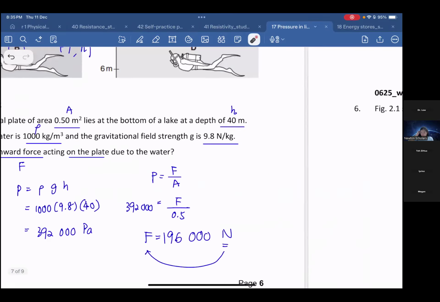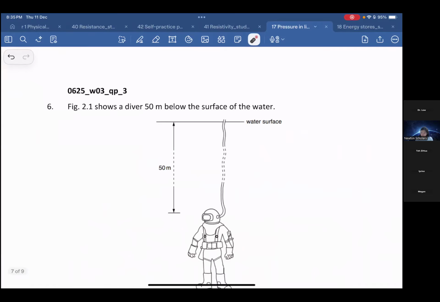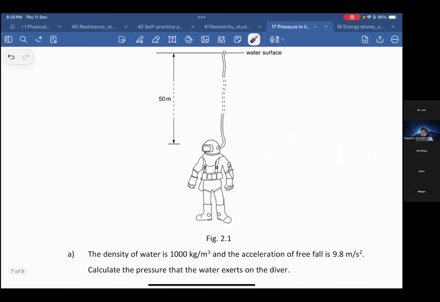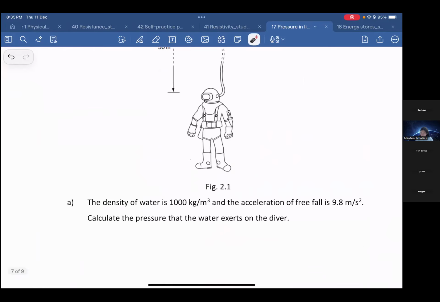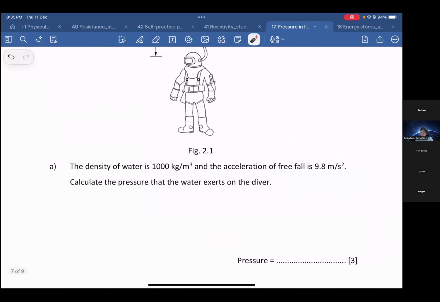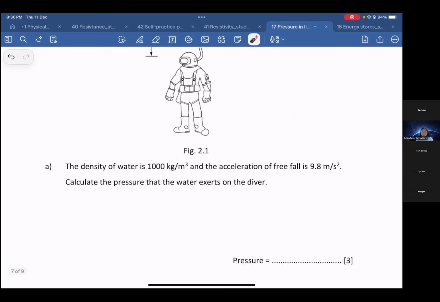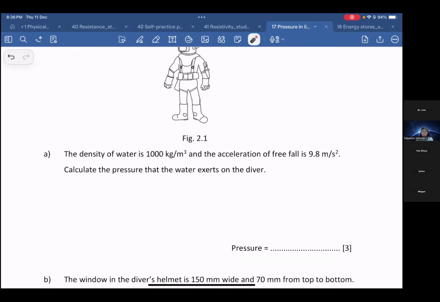Okay, we go to the next question. This one is a diver below the surface of water, 50 meter. The density of water is 1000, acceleration of free fall is 9.8 meter per second square. Calculate the pressure that the water exerted on the diver. So can you do calculation? Formula, substitution, final answer with unit. Do not skip any step for the structured question. Formula, substitution, final answer.